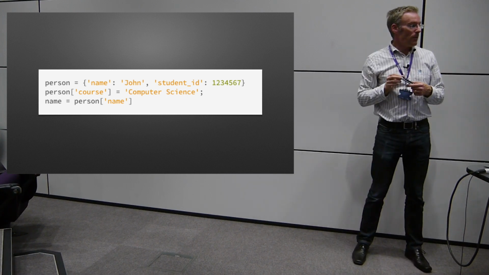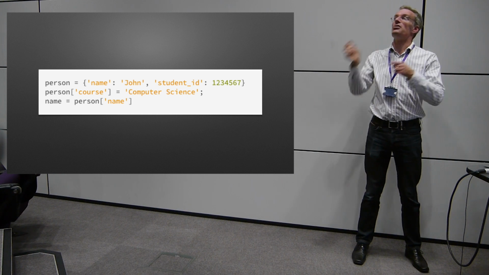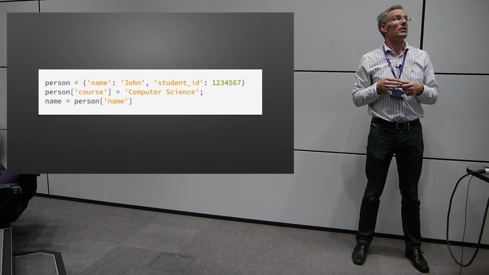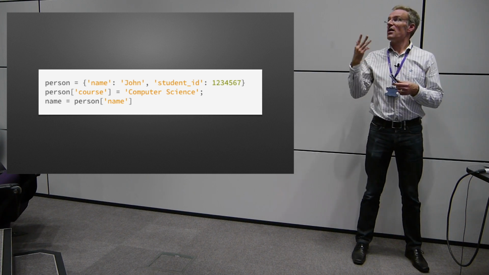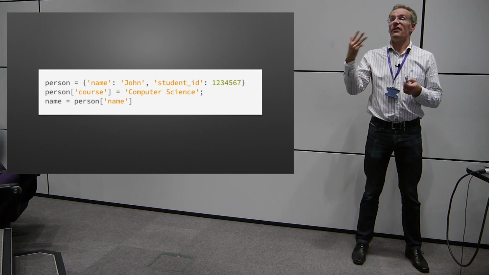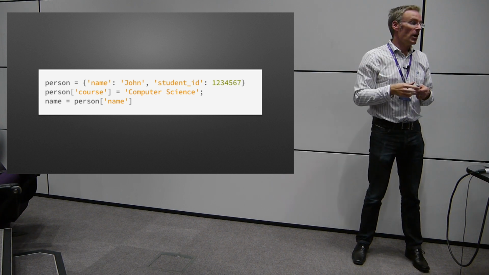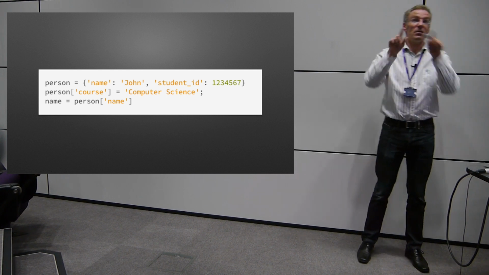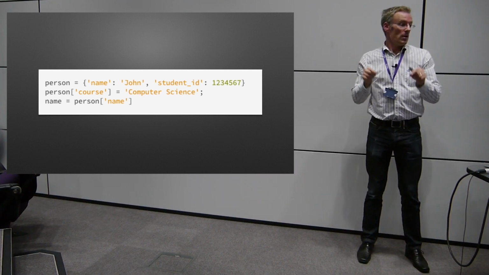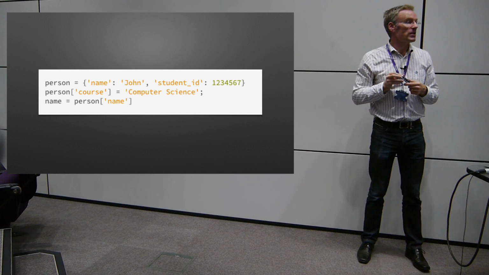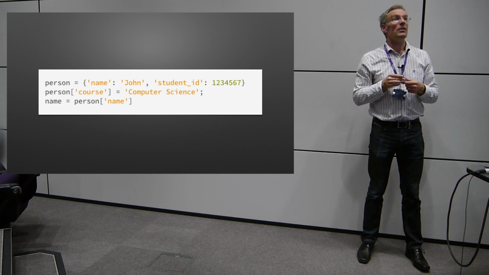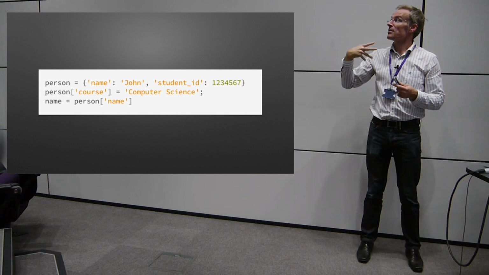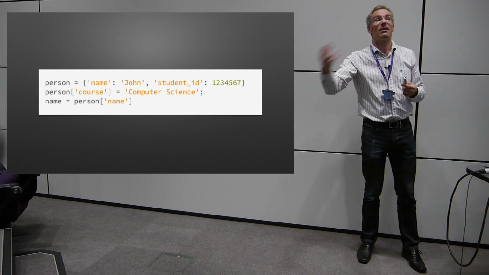And what I've done, I've created my person dictionary, and I'm adding another item to that dictionary: person course equals computer science. My dictionary now has 3 values in it. And if I want to access one of those values, I use its key. So I can say name equals person, square brackets, name. So the name variable now contains the word John. So I can extract data out of my dictionary by using the keys, and if I specify the key, I get the value back out of it.